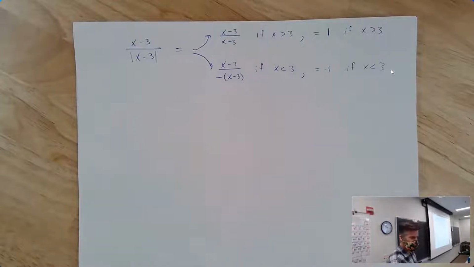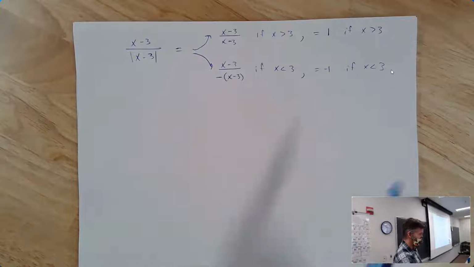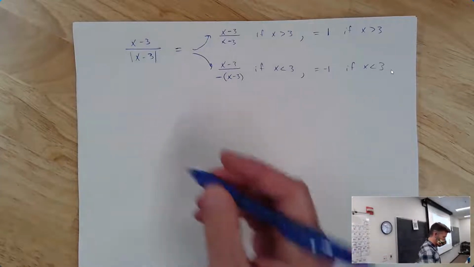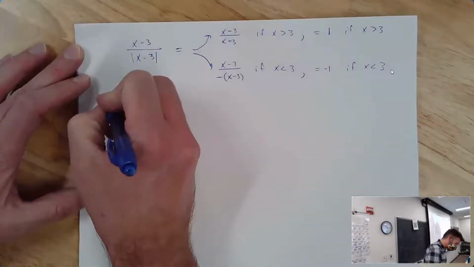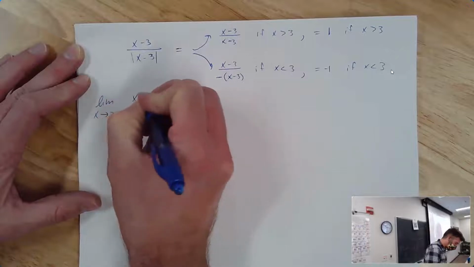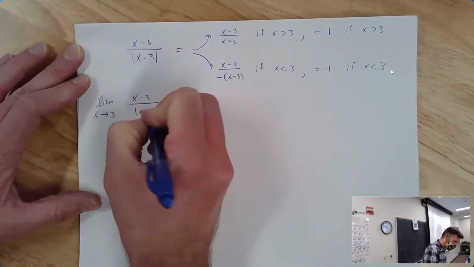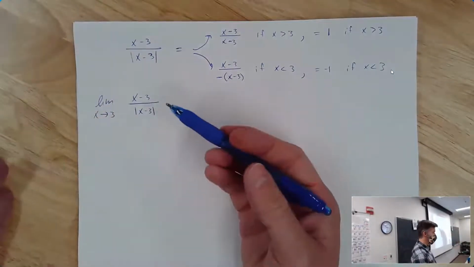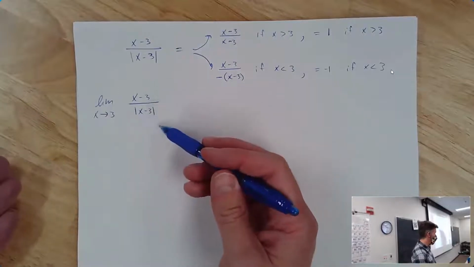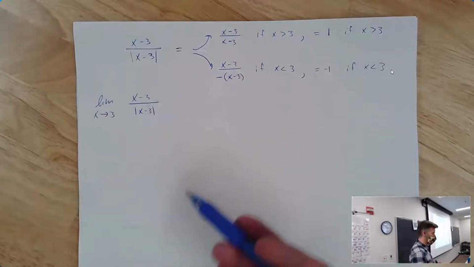And I'm not sure what your question is about what we do if the limit is indeterminate. This is an indeterminate limit, right? This is a 0/0 type. Like if I was doing the limit as x approaches 3 of x minus 3 over the absolute value of x minus 3, this is an indeterminate limit. It's a 0/0 type. And so in this case, we're doing the left and right side.